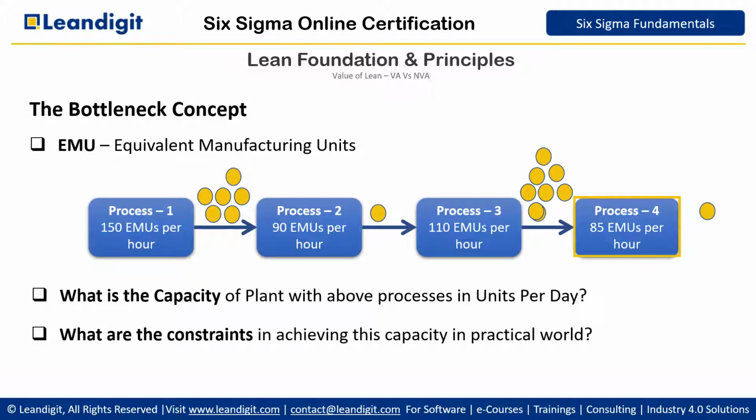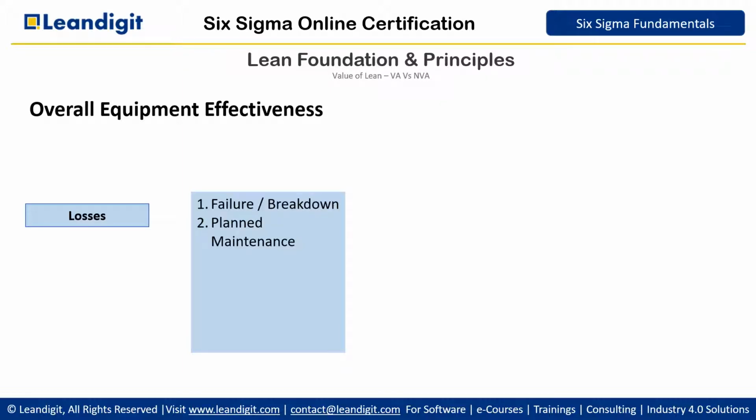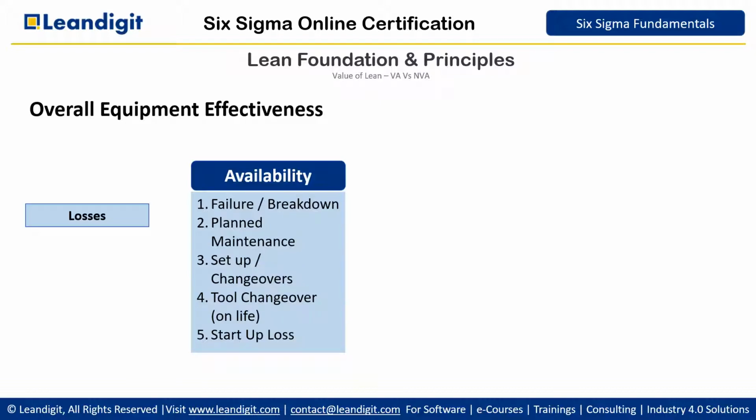What are the reasons? The reasons are the losses. What are the losses? Breakdowns in the processes, planned maintenance. It may be changeovers from one product to another, or tool change because the tool life is over, or it may be just a startup loss in every shift. During all these losses, the machine is not available for production and therefore they are called availability losses.